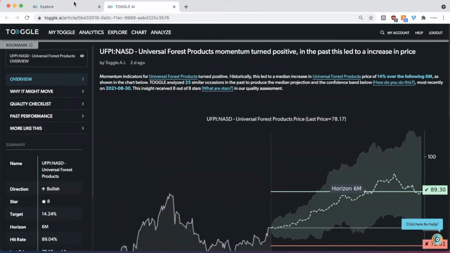The first thing to do whenever you open an insight is to understand what is driving the asset and what could be the effect. So in this case, Universal Forest Products momentum turned positive is the driver. And the effect which Toggle believes, based on the past few instances this has happened, is that this will lead to an increase in the price. By how much, you may ask?